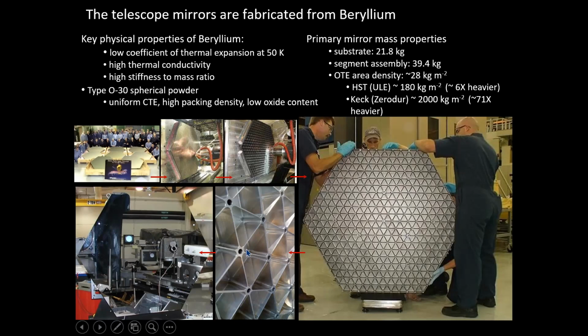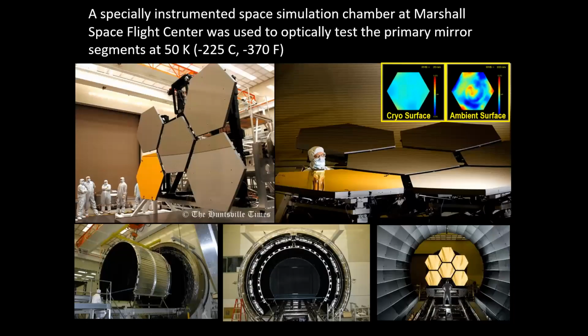And the JWST mirrors are about 6 times lighter than the Hubble Space Telescope mirrors in that metric, in areal density. And they represent the state of the art in lightweight mirror segments. Now, if you're thinking ahead, you realize that we have yet another problem.